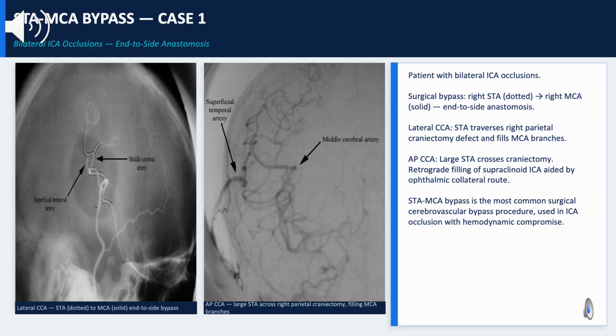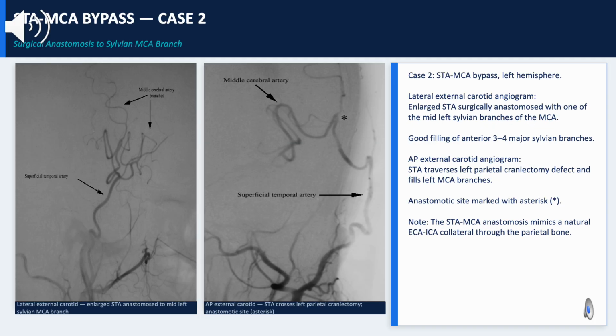confirm graft patency. STA-MCA bypass case 2 demonstrates the left hemisphere bypass with the anastomotic site clearly marked by the asterisk on the AP angiogram. The lateral external carotid angiogram is the optimal view for bypass assessment because it shows the entire STA course from its origin at the superficial temporal fossa through the craniectomy to the cortical anastomosis.